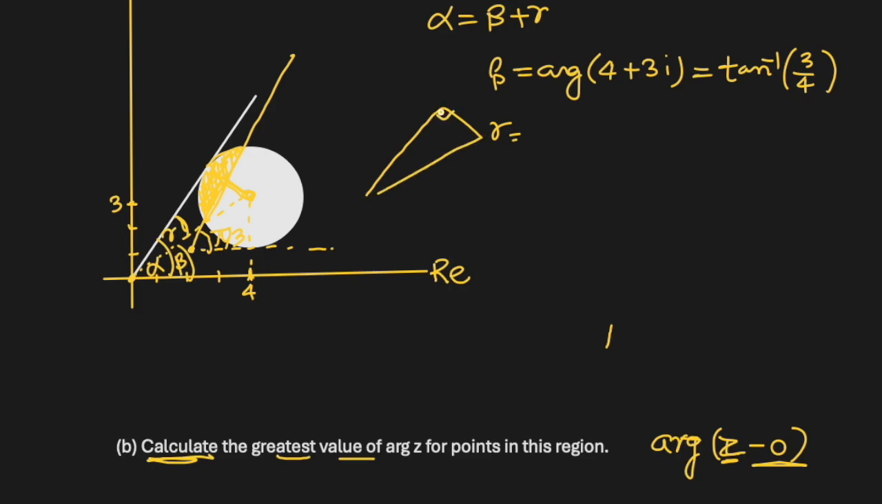So this is 90 degrees because this line is a tangent to the circle. So this angle has to be 90 degrees. This radius is 2. We know the radius of the circle is 2. And this line is 5. Well, how? Because that is the modulus of z. So how did I get this 5?